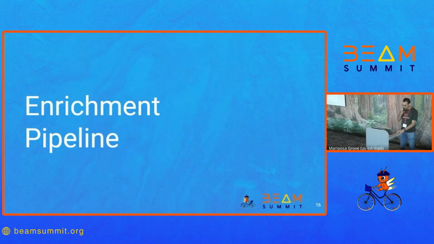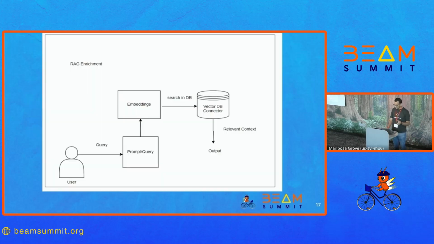So now let's talk about the enrichment pipeline. This is how the RAG enrichment pipeline looks. We get the query or prompt from the user, then we generate the embeddings for this query or prompt, and then using semantic search such as cosine similarity in the vector database, we find the relevant chunks, and I'm just yielding the relevant chunks along with their embeddings.